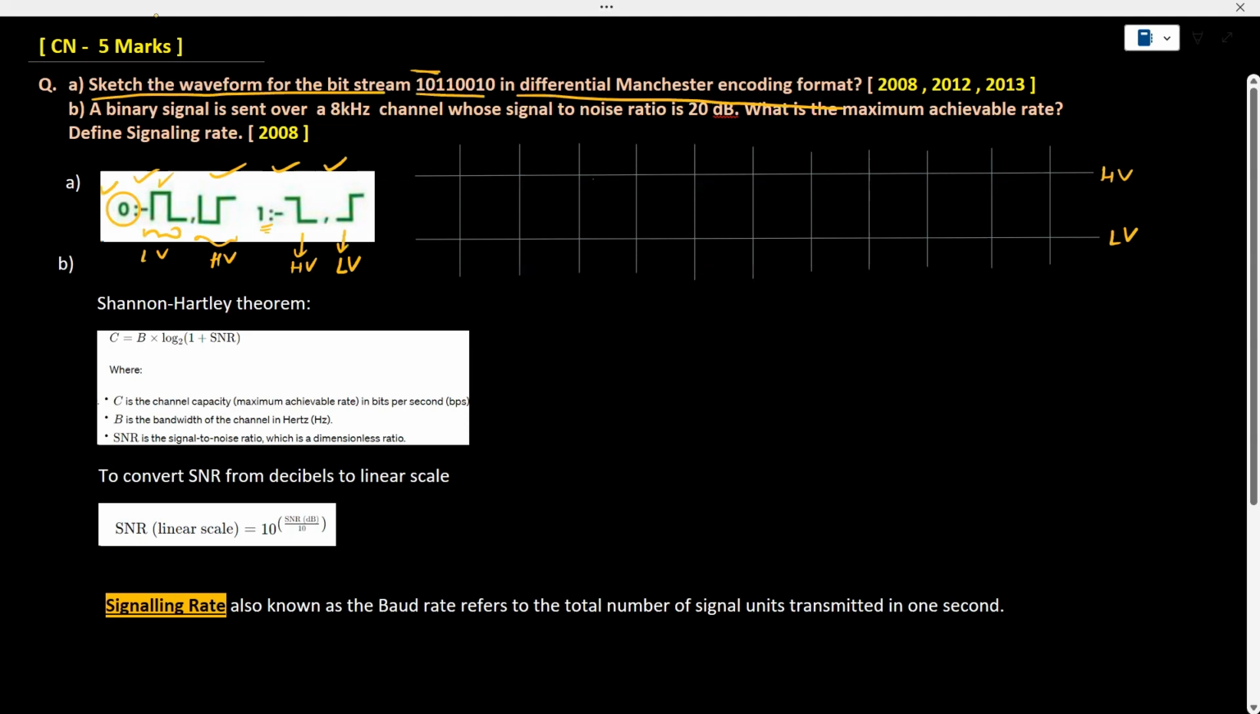The bit stream is 1011. The first bit is 1. Initially we always start from a higher voltage. That means we are here and we come across 1, so we have to take this transition. Now next take 0. We are at a lower voltage and we come across 0, so at lower voltage we will take this transition.